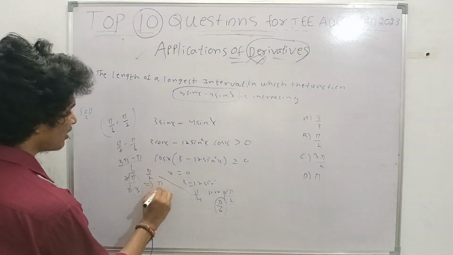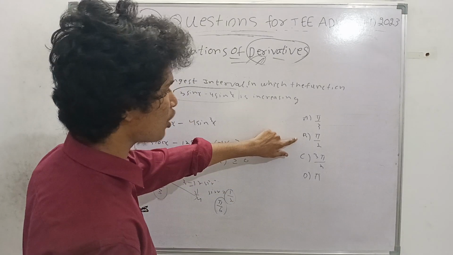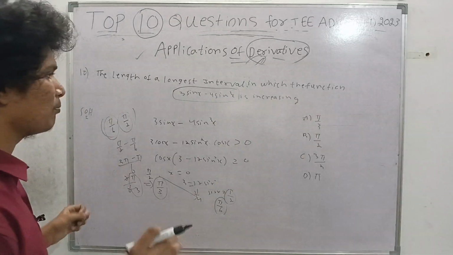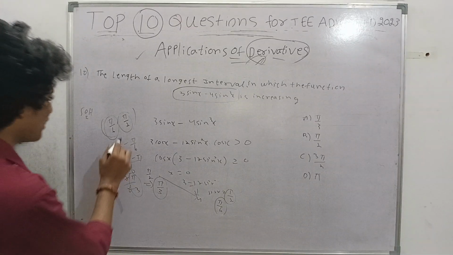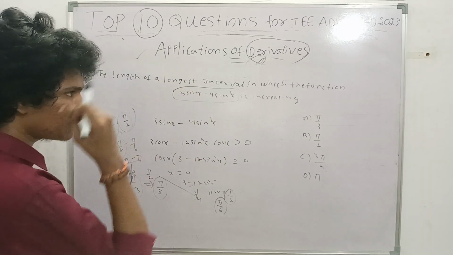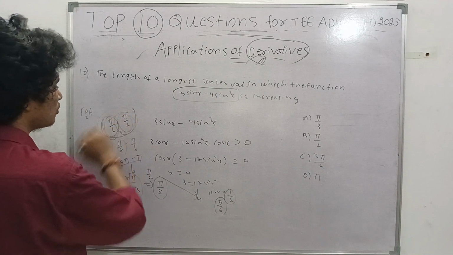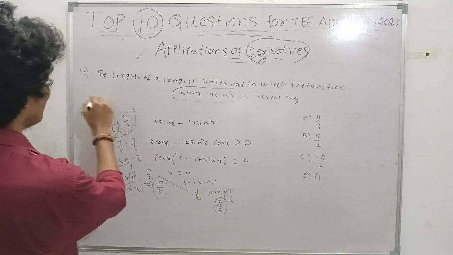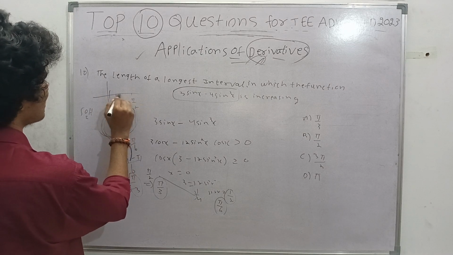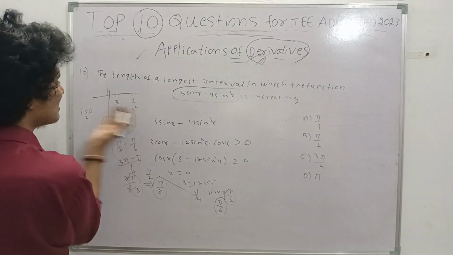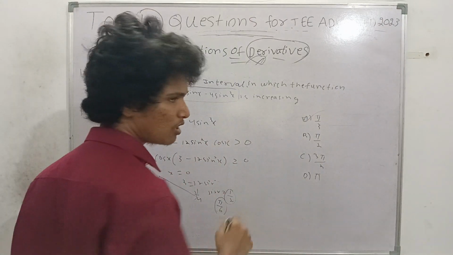So what is the length of the interval? They asked the length of the interval, not the values. You might report pi by 6 and pi by 2, and there is a pi by 2 option, so don't do it blindly. It is pi by 3, not pi by 2. The two end values are pi by 6 and pi by 2, this is the longest interval, and the difference between them, the distance, is pi by 3. Like this you have to do.